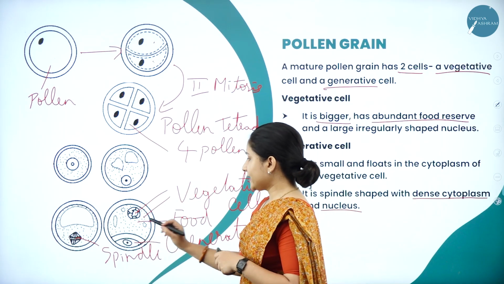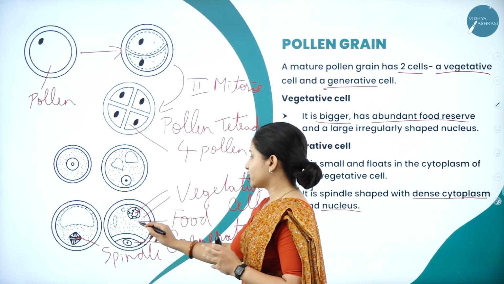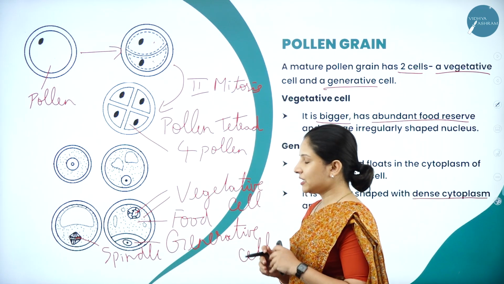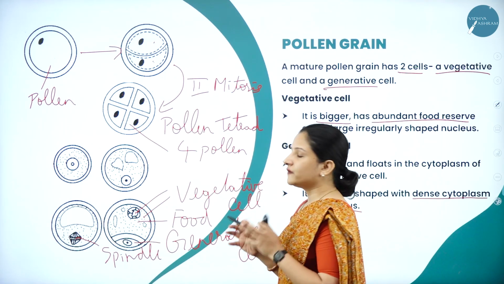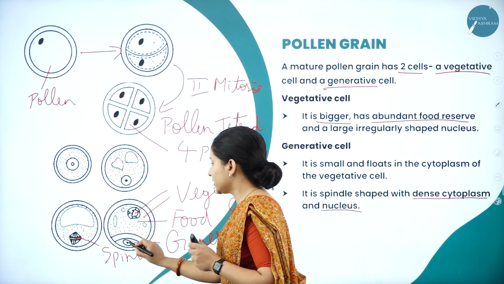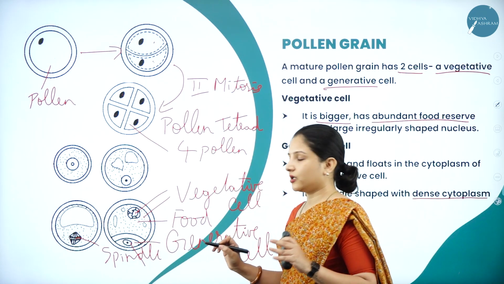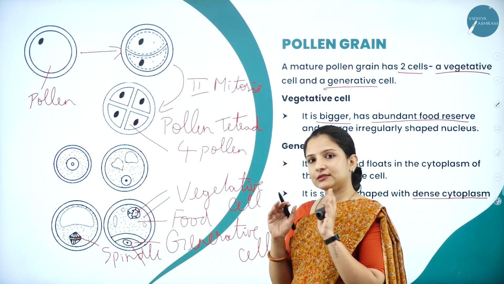And the generative cell is very small. It floats in the cytoplasm of the vegetative cell. It is somewhat spindle shaped, and it consists of dense cytoplasm as well as a nucleus. Here the nucleus is proper. It is not irregular. It has a proper shape. But in the case of the vegetative cell, the nucleus is irregular.